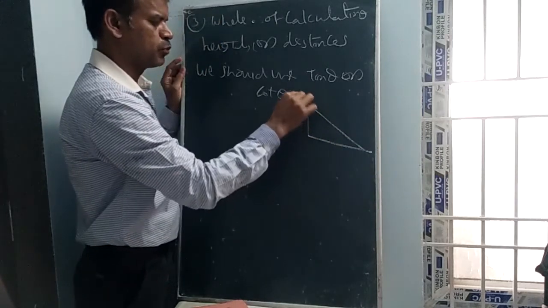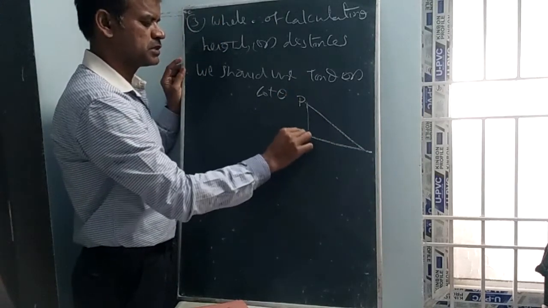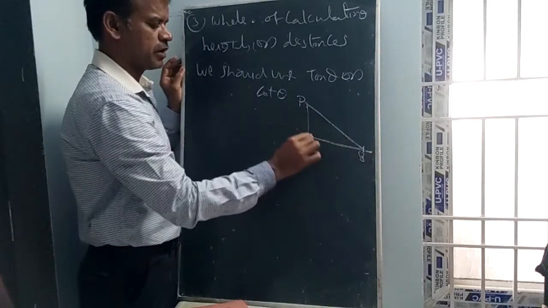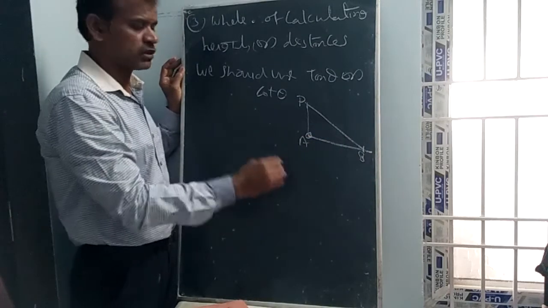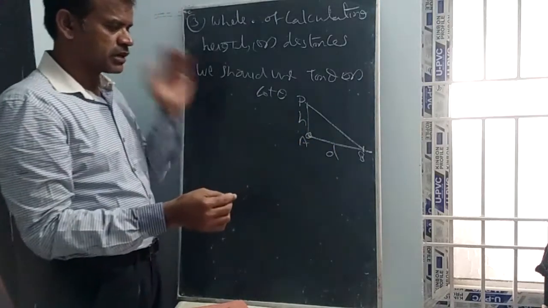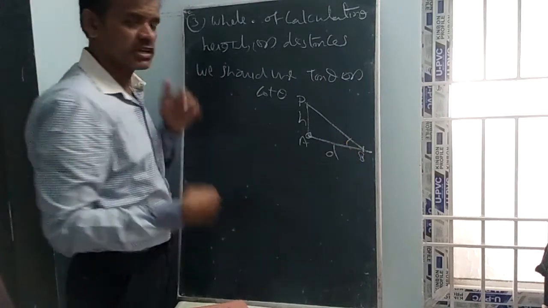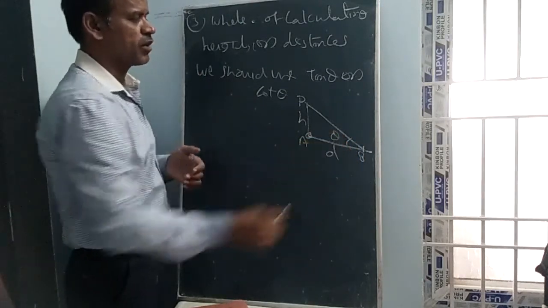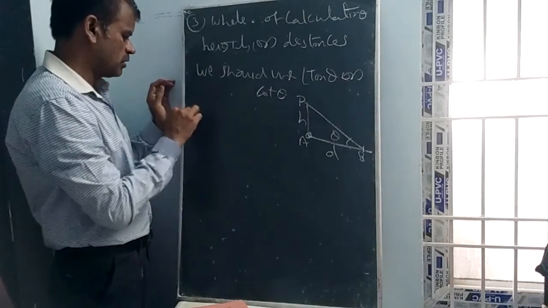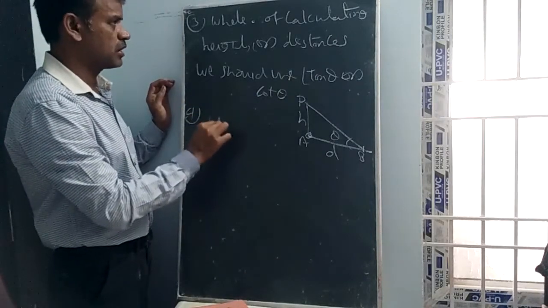This is a pole. This is P, this is A, this is B. We should calculate the distance between the observer and the foot of the pole. This is distance. This is height. So to calculate heights or distances, we can use the trigonometric concept tan theta or cot theta.